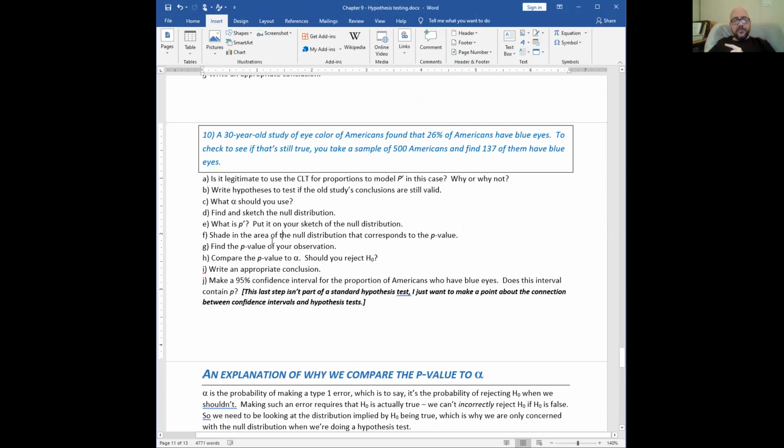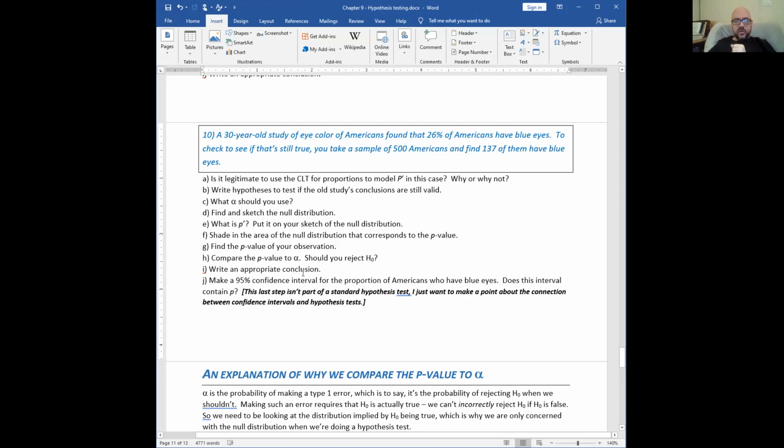So did we find this? What is P prime? We found that, 0.274, put it on our sketch. We did that. Shade the area, did that. Find the p-value, we did that. Compare the p-value to alpha. So alpha is not given, therefore we should use 5%. Whenever alpha is not given, just use the default, right? In the same way that when we were making confidence intervals, if the confidence level was not given, make a 95% confidence interval. If alpha is not given, use 5%. 47.5% is much larger than 5%. We should not reject the null hypothesis.